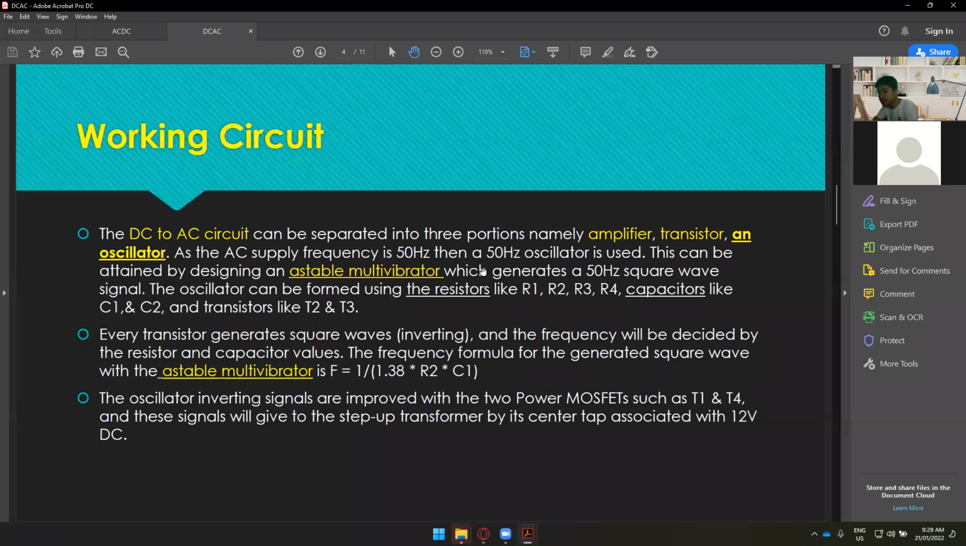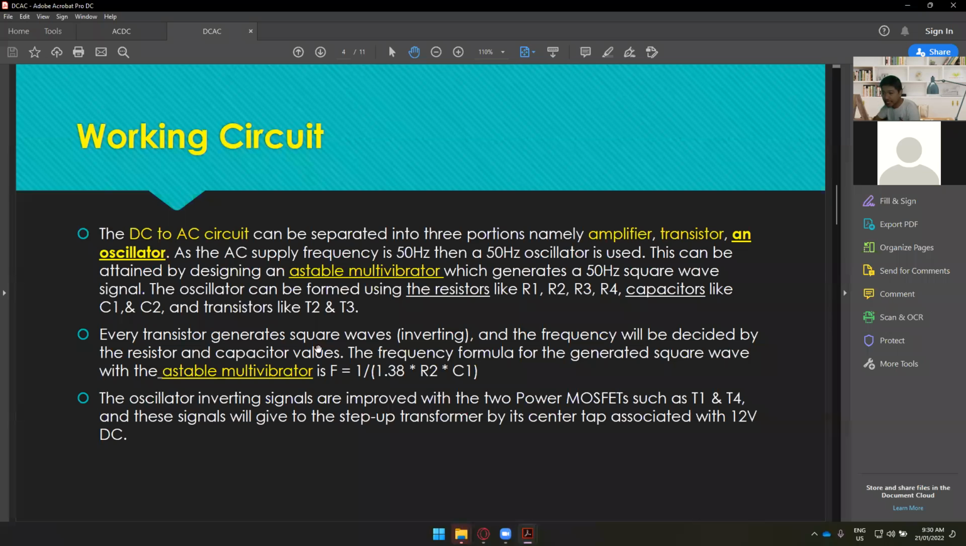This one will generate a 50 Hertz square wave signal, and the oscillator can be formed using resistors like R1, R2, R3, R4, capacitors like C1 and C2, and transistors T2 and T3. Sometimes you call that one L1 and then L2. My apologies, this one is transistor, not inductor. So yeah, it's T2 and T3.